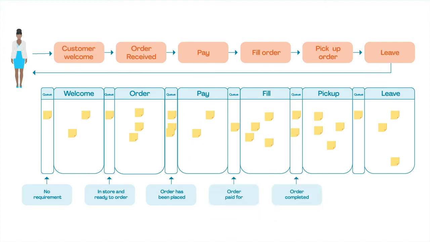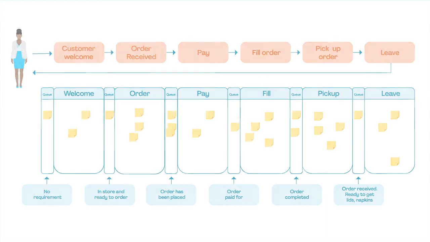Queues can signal when we need to rearrange the steps to which staff are allocated. If there are a lot of orders to fill and the register is empty, move the cashier to the food prep. Kanban boards show more than just the work.